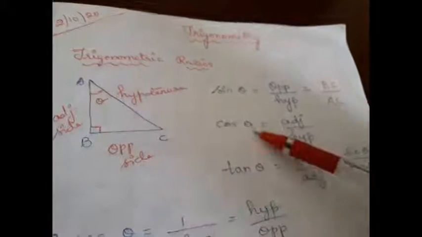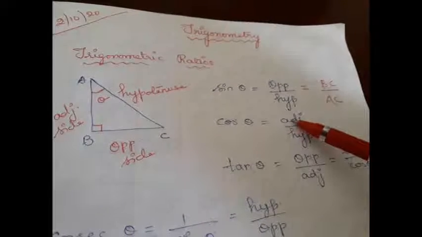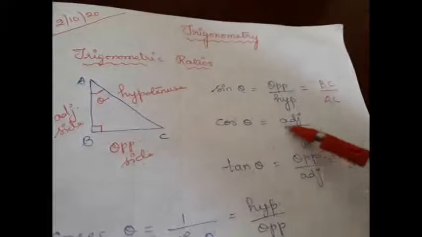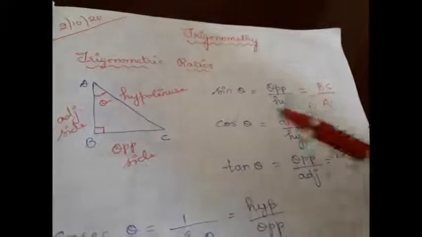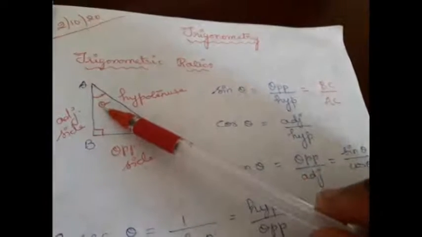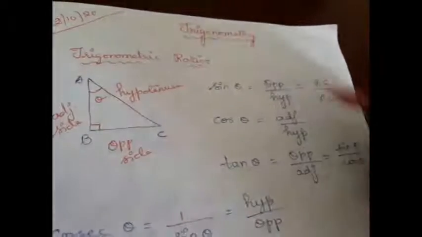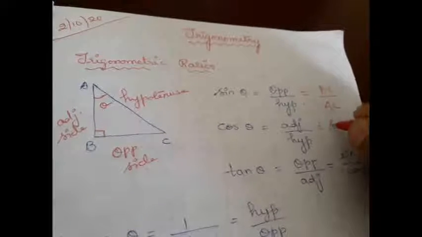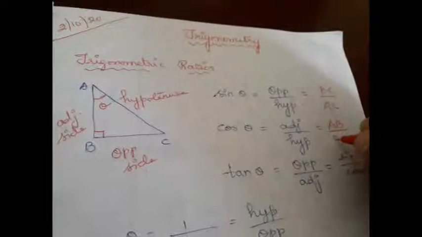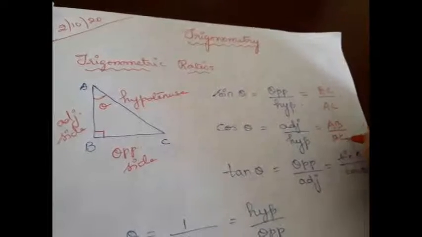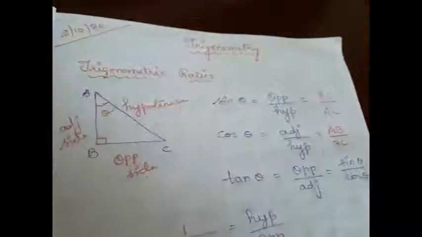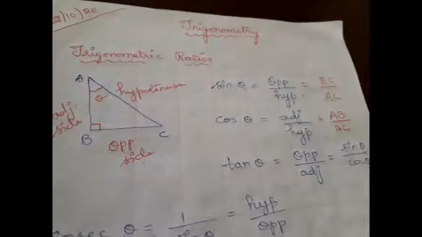And what is cos theta? The side adjacent to angle theta divided by hypotenuse. Since we are talking about angle A, cos theta is going to be adjacent side divided by hypotenuse. This is your adjacent side, right? So this is AB divided by AC. I'm sorry, AC, right? AB divided by AC.